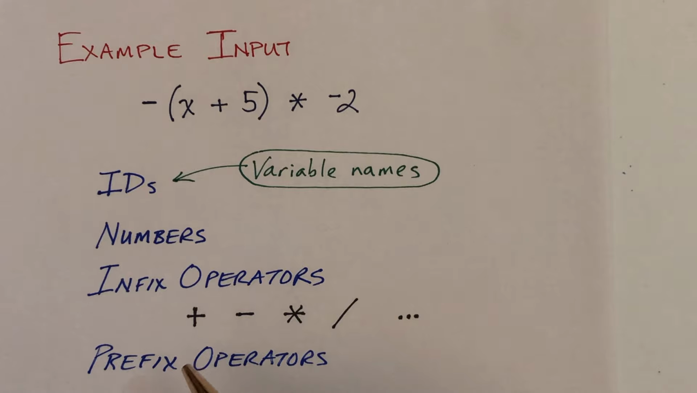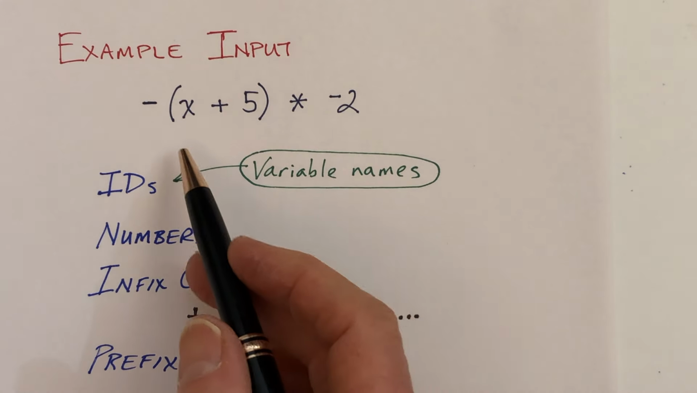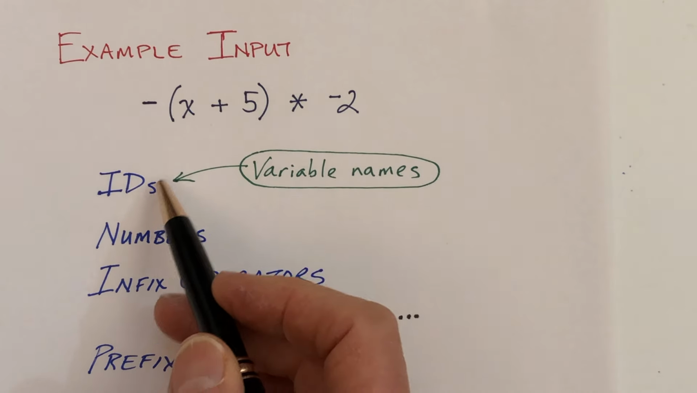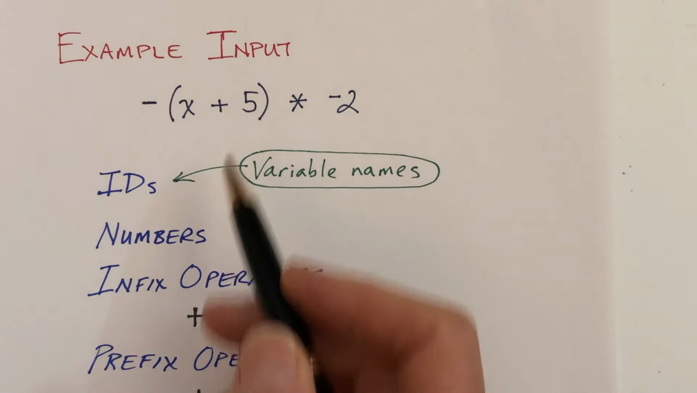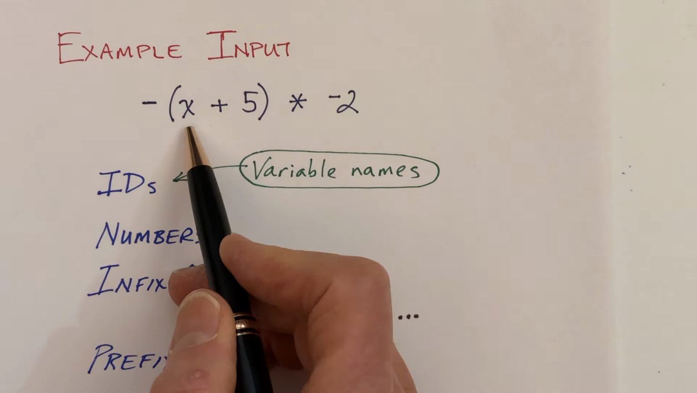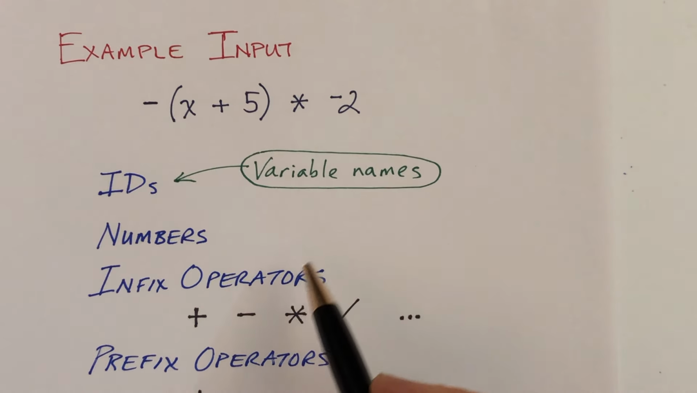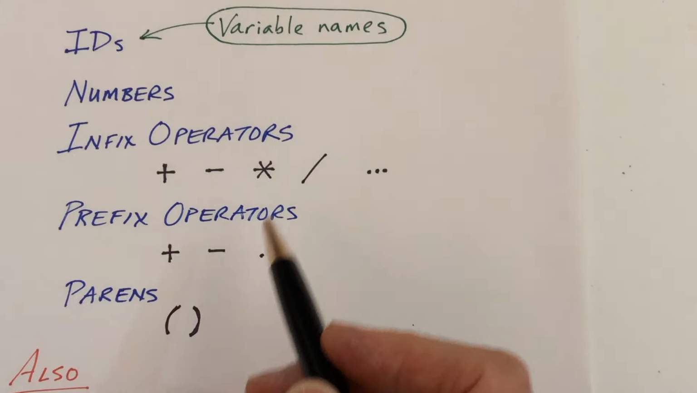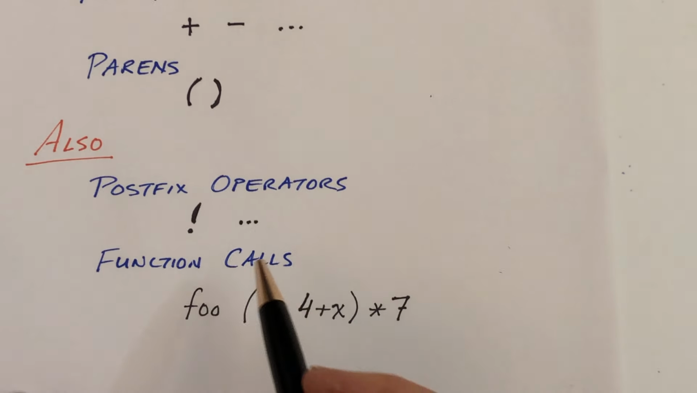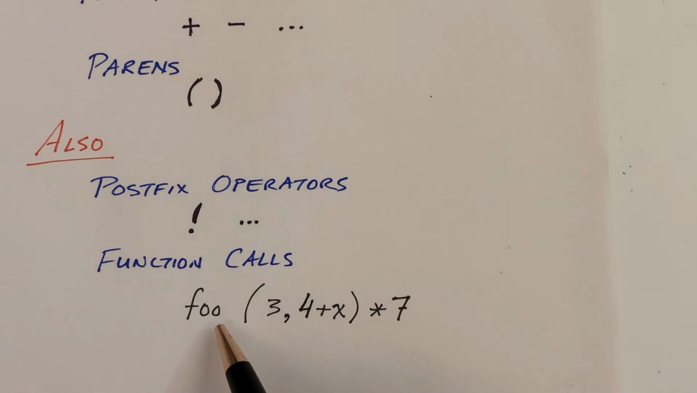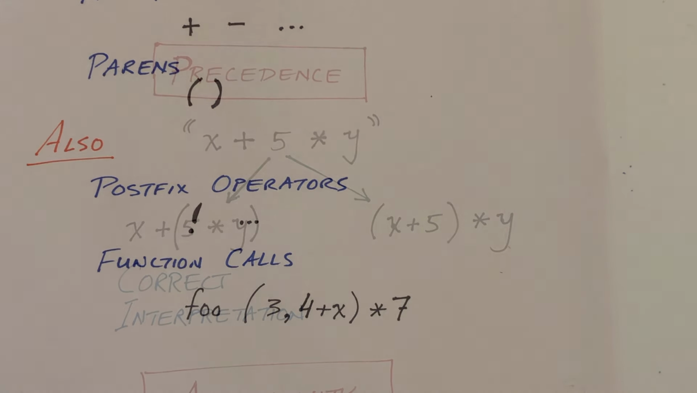So our goal is to write code that will parse an arithmetic expression. Here's an example of the input we'd like to be able to handle. We see that it's got identifiers like x, it's got numbers, it's got infix operators that take two operands, it's got prefix operators like the negation, and we see parentheses. In addition, an expression may also have postfixed operators, and factorial is the example of that. And it may have other things like function calls and so on, but these I'm not going to discuss.